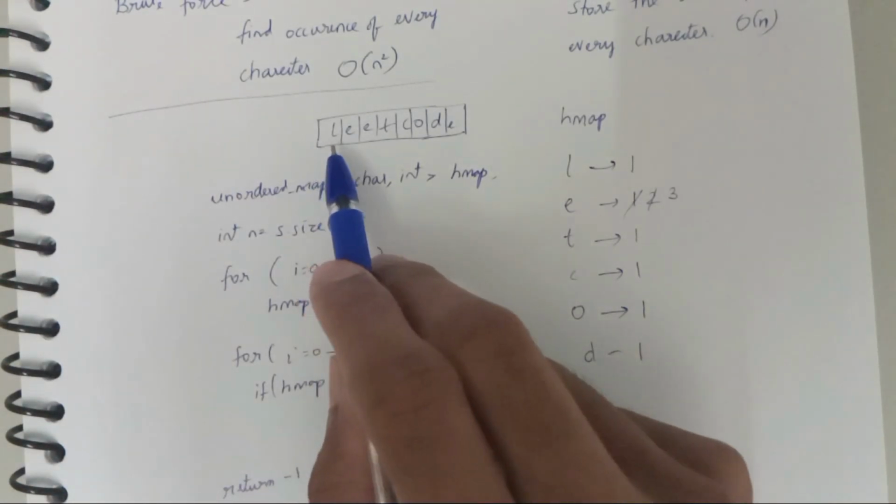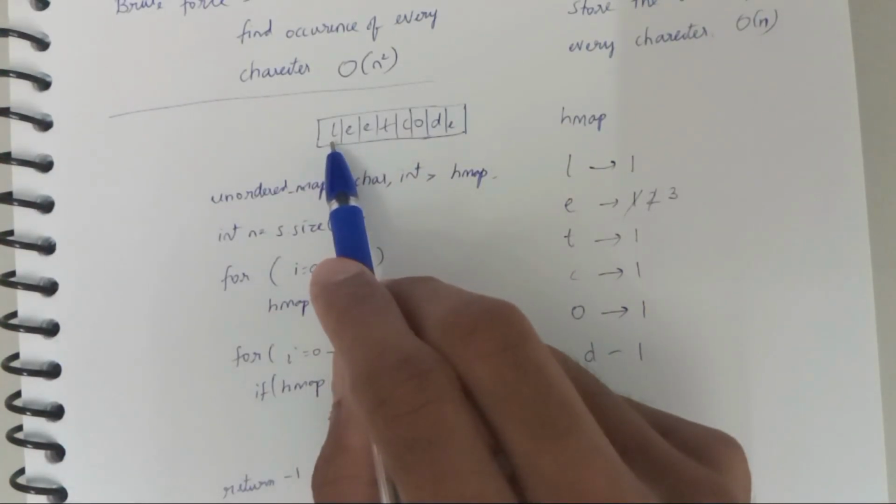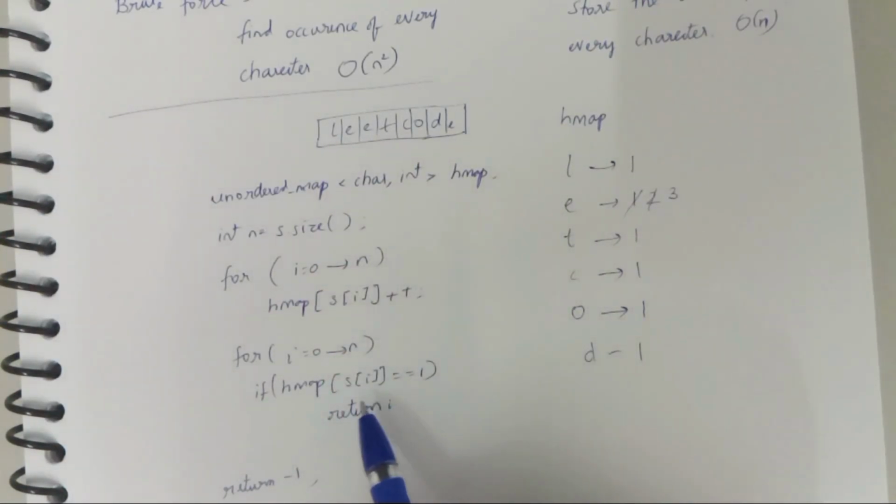So we loop through the whole string and check if the value of that key is 1. If it is 1, then we return the index. Otherwise we come out of the loop and we return -1. So this is the solution. Thank you.